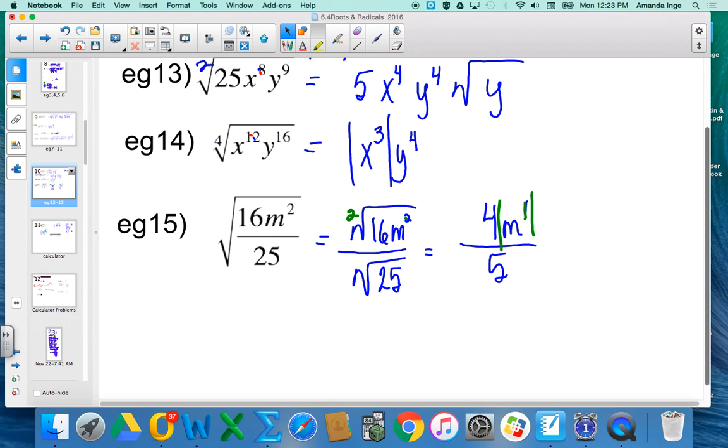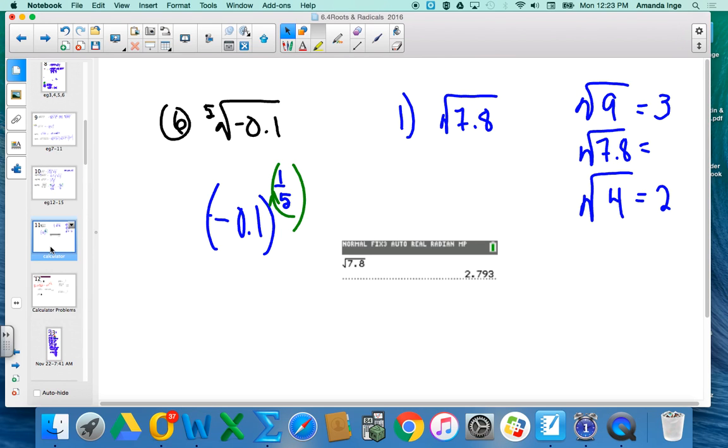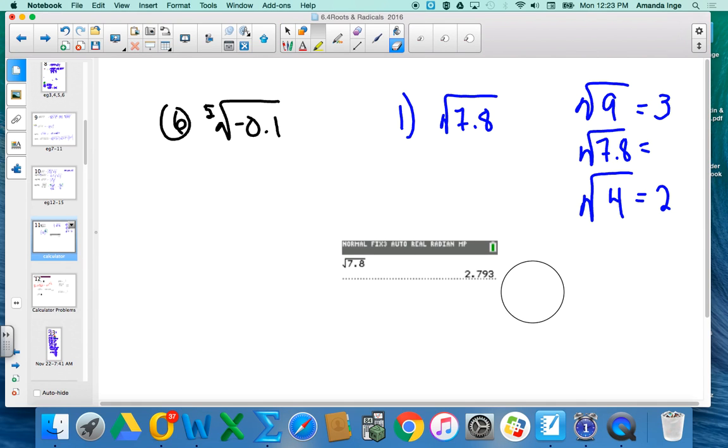Everybody's still good. Alright. So I'd like to go back to just your calculator real quick, so that you know the easiest way to work these on a calculator.